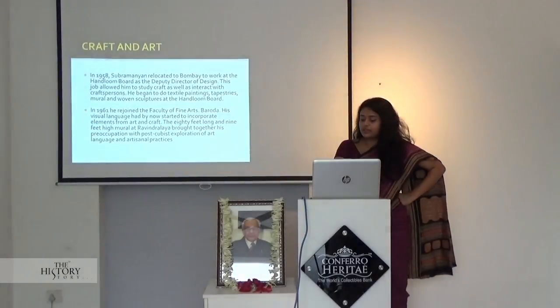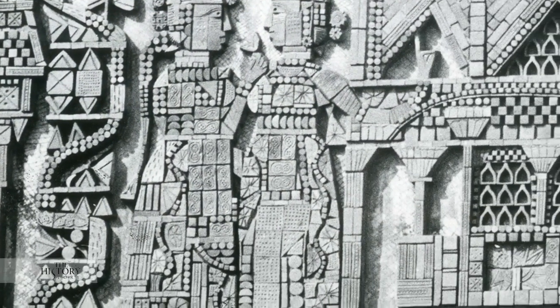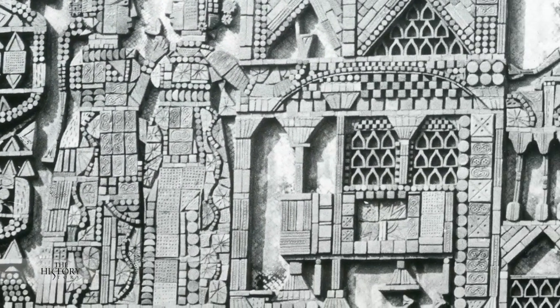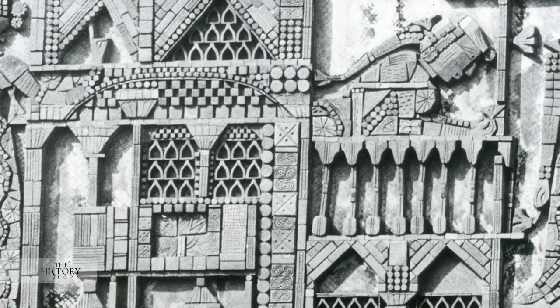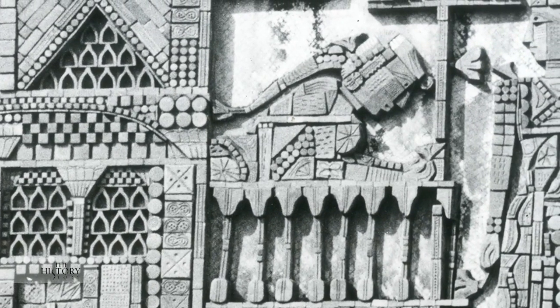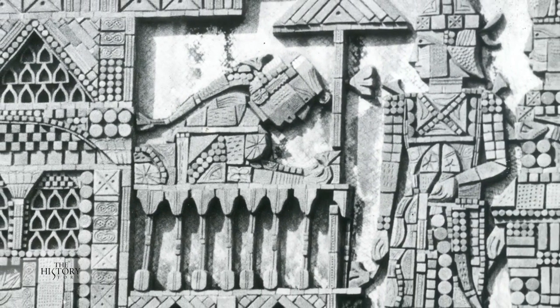He comes back, he joins the Faculty of Arts, Baroda as a professor, and that's where he did what we call one of his greatest works. It's a mural, and it's 80 feet long, 9 feet high, in Rabindralaya. That is the work. It's called King of the Dark Chambers. It's one of the parts. This is from Asia Art Archives, the images.